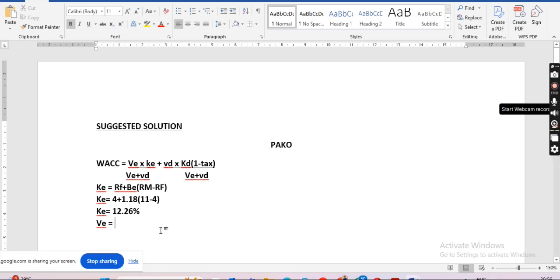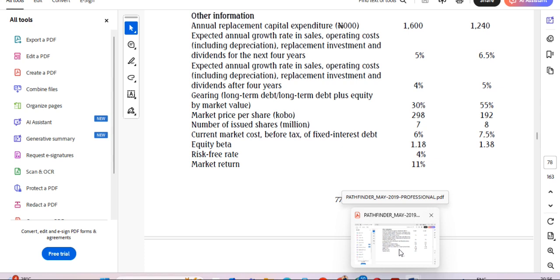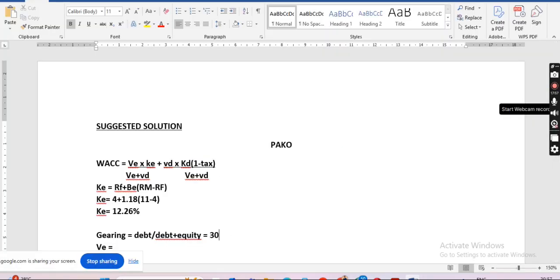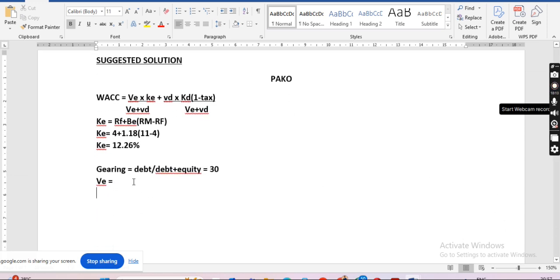I have two ways that you can use to get a value of equity, right? So let's say we bring out the gearing, which is equal to debt divided by debt plus equity, equal to how many percent given to us? 30%. So this shows that the value of equity is 70, while the value of debt is equal to 30.